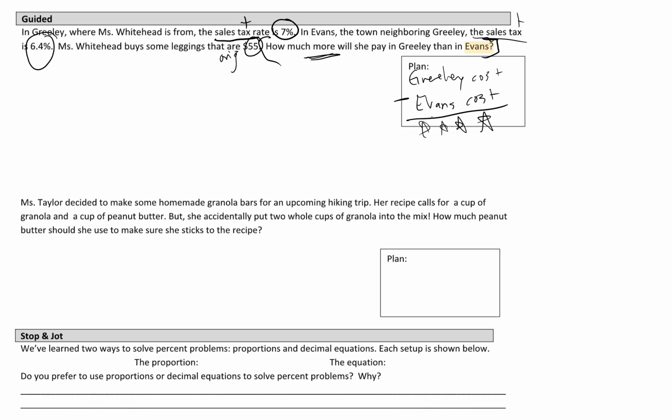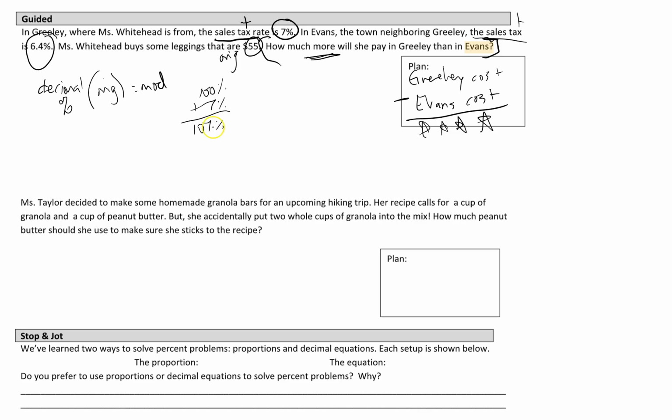Since we did proportion for the last one, let's do an equation for this one. So I know my original amount, and I know my percent. Anytime I'm going to write an equation, it's going to be the decimal version of your percent multiplied by your original is going to give you your modified amount. So I have the original, I have my percent. Now I know that sales tax is an increase, so instead of just 7%, I'm going to say 100% plus 7% gives me 107%.